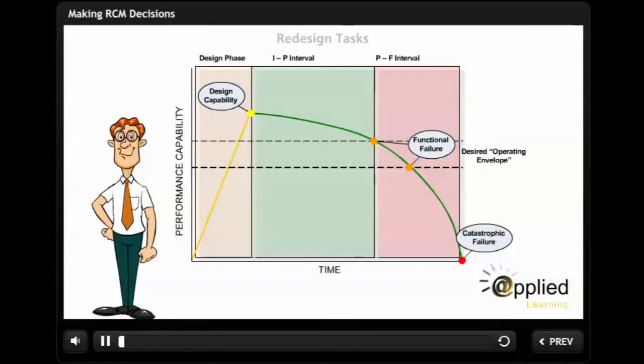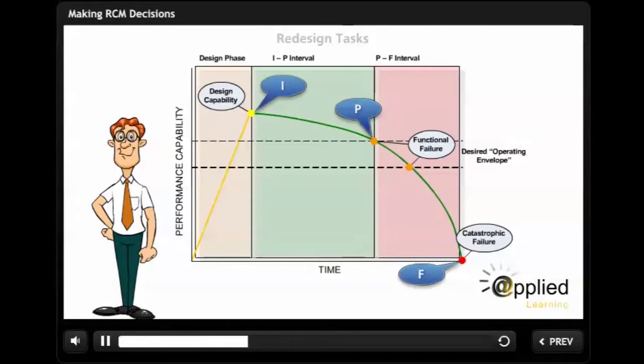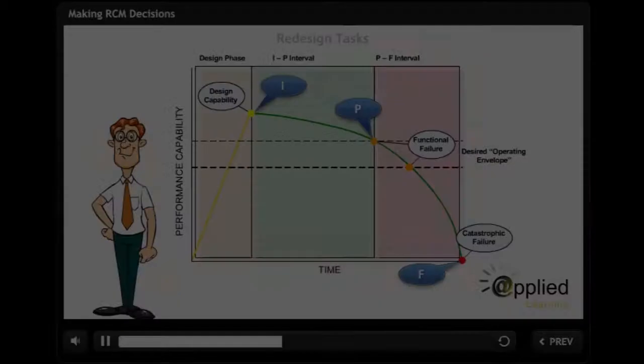If we expand our thinking beyond just the PF interval, whereby P represents the point in time when the potential for failure exists, and F represents functional failure, we see that the longest time interval, typically, is between the point of installation, point I, and point P. This is known as the IP interval, and is likely the best opportunity to reduce or mitigate failure mode effects, as these tasks are intended to prevent point P from occurring, thus eliminating or at least prolonging the potential for failure.